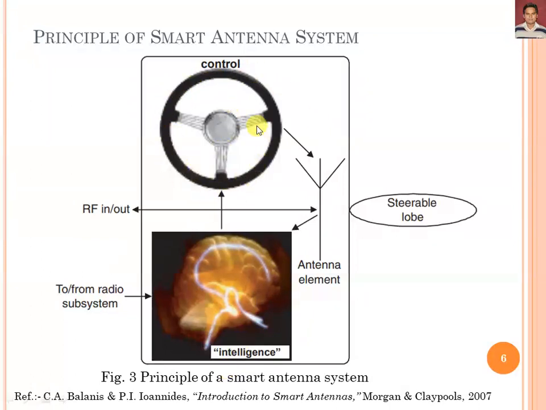Here this is the control unit you can see, and this is the RF input and output system, and this is the antenna element system. So through the antenna element systems and using the digital signal processing unit, you can achieve the steerable lobes. This is the important thing which we can understand in the case of smart antenna system.